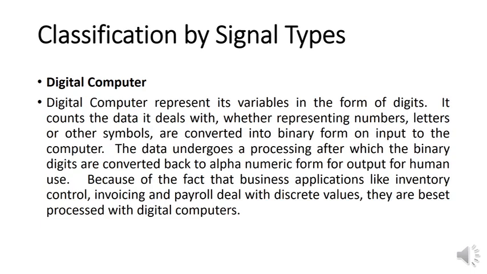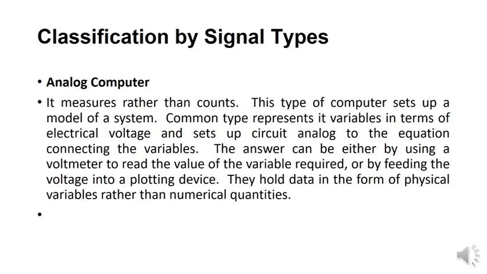So that takes us to the next classification, which is the analog computer. If we are asked what we understand by analog computer, how do we classify an analog system? An analog computer measures rather than counts. That is, an analog computer can only carry out measuring rather than counting. This type of computer sets up a model of a system.